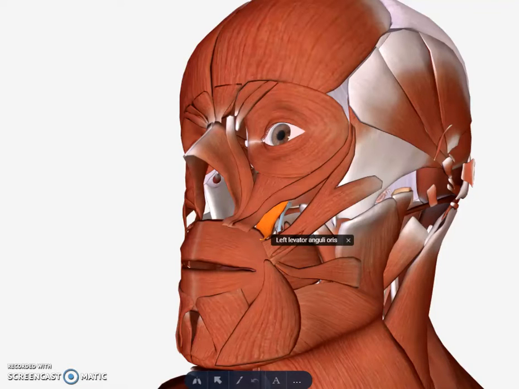This is the levator anguli oris. It elevates the angle of the mouth medially. The origin is the skin around the mandible. The insertion is the maxilla.